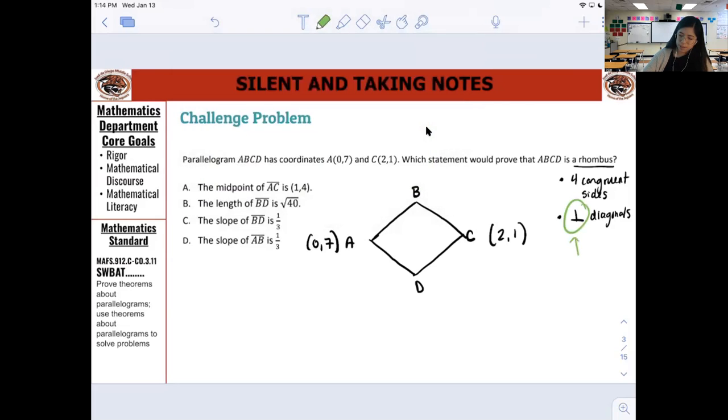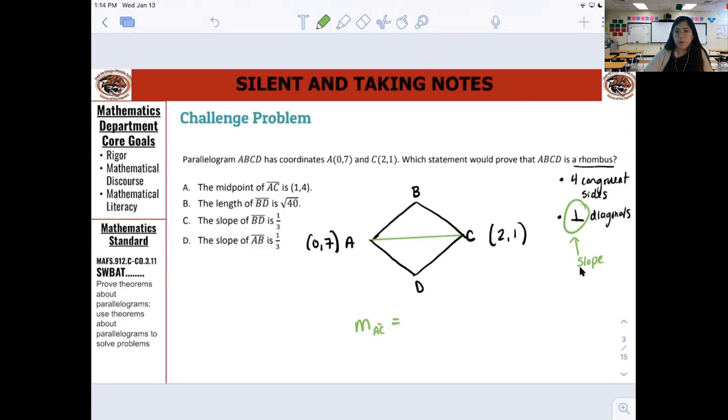Okay, so this has to do with slope. There's your key piece of information. We can figure out the slopes and see if they are in fact perpendicular. Okay, so starting with the only thing I can calculate right now, the slope of AC.